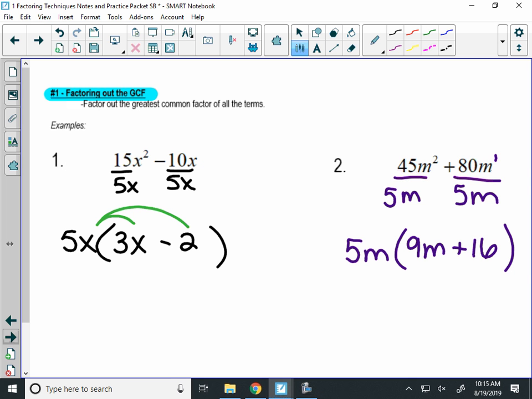Are there 2 more? I don't remember. Yes, there are 2 more. I guess I put my sheet over here to cheat off of.